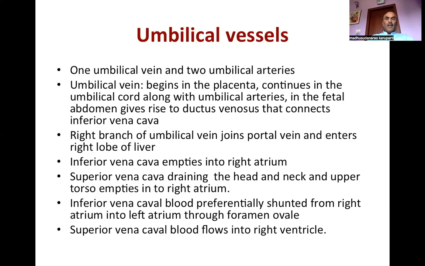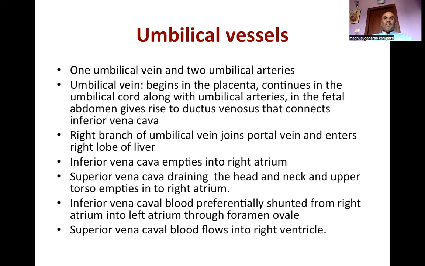Well, coming to the umbilical vessels. The umbilical vessels play an important role in taking the blood to the placenta for gaseous exchange and receiving the nutrients and other elements that are required for the growth of the fetus. You have one umbilical vein and two umbilical arteries.